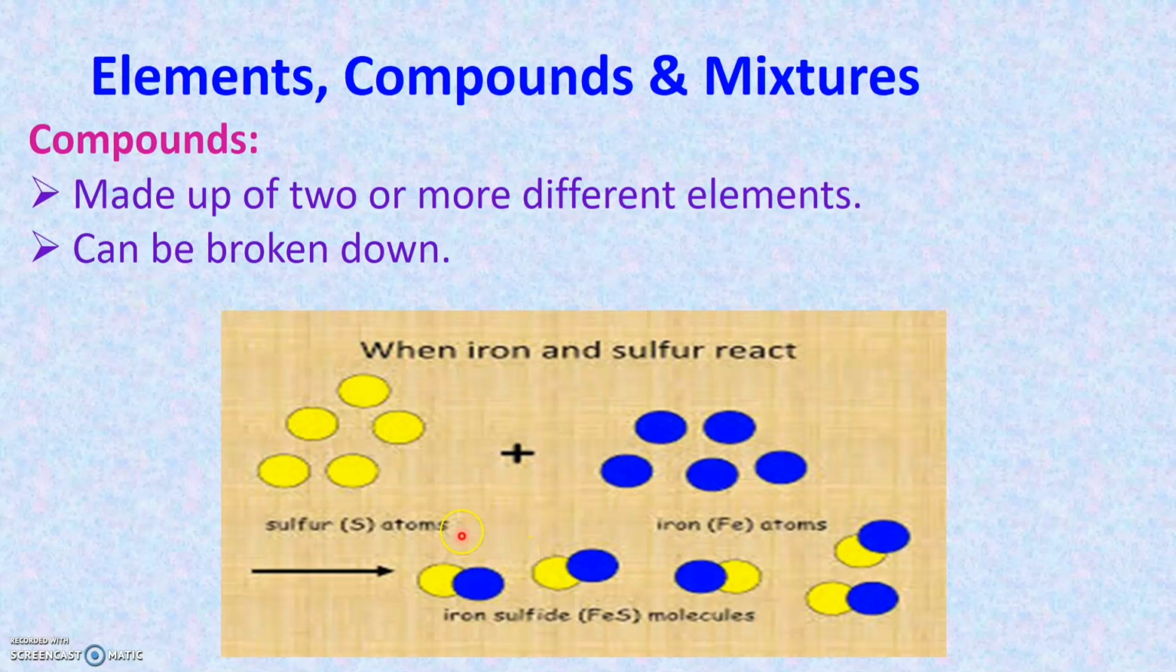Look at the picture here. We have already seen atoms of sulfur and atoms of iron in the previous slide. These atoms of sulfur and atoms of iron are combined together in order to form a compound, which we call the iron sulfide compound.